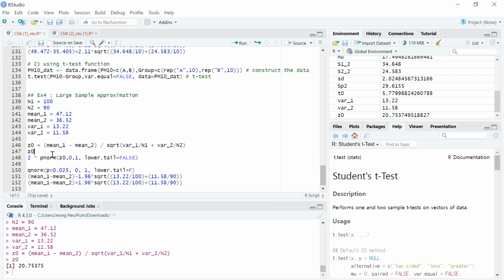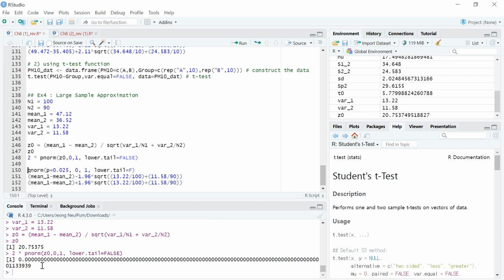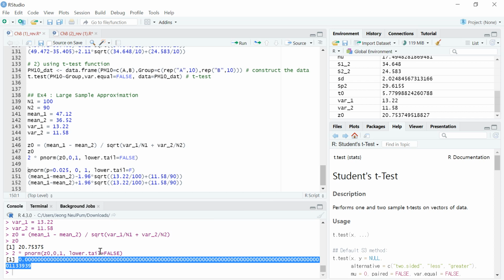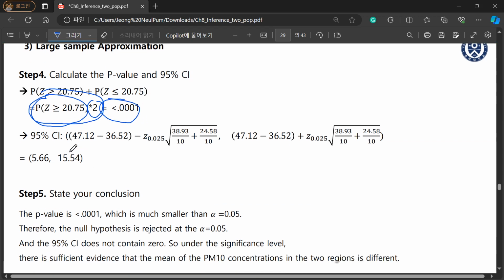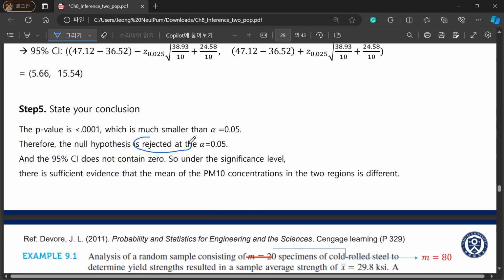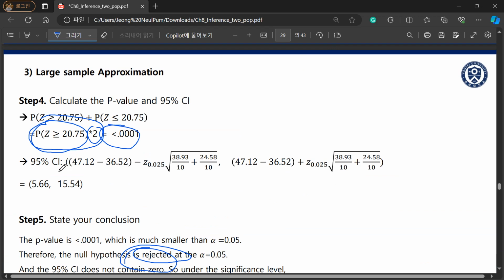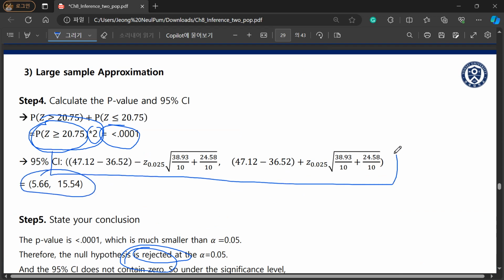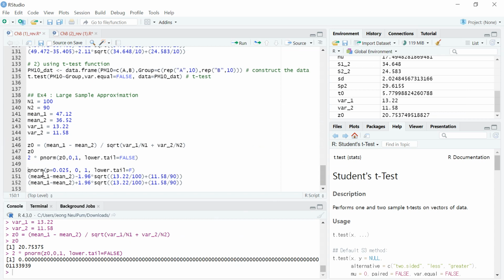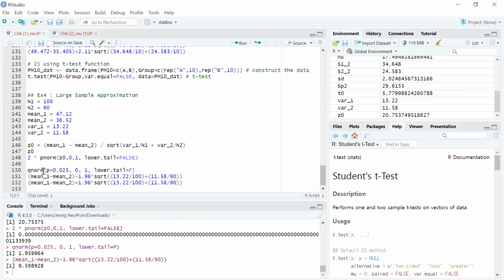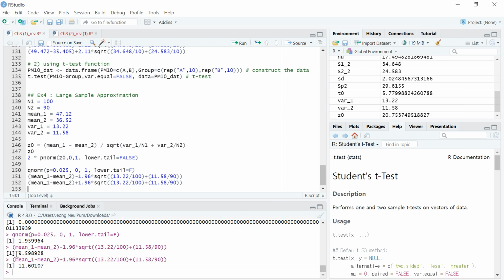And you can see that the result is a lot less than the significance level. So we can reject the null hypothesis, and the confidence interval by using this formula is the same as this one. So the lower bound is about 9.59 and the upper bound is about 11.60.